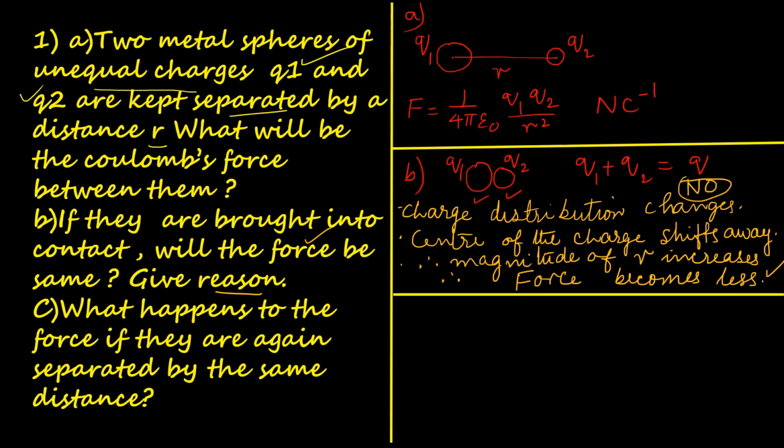Now, let us take up C. After keeping the stronger and weaker person together for some time, they are again separated by a distance r. What will be the force between them? As the charge distribution has changed, the force will be less. But they will push each other, that is repel each other, with the same force because they have the same charge now. I hope it is quite clear.